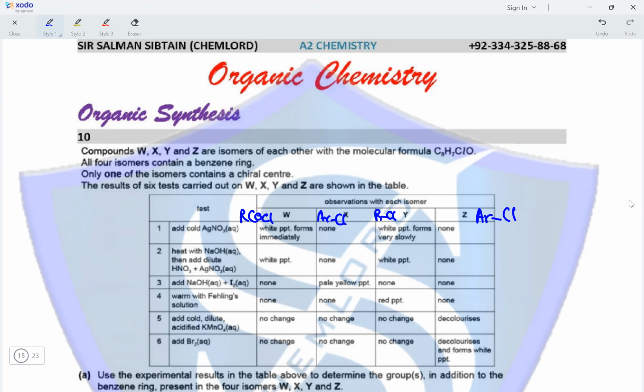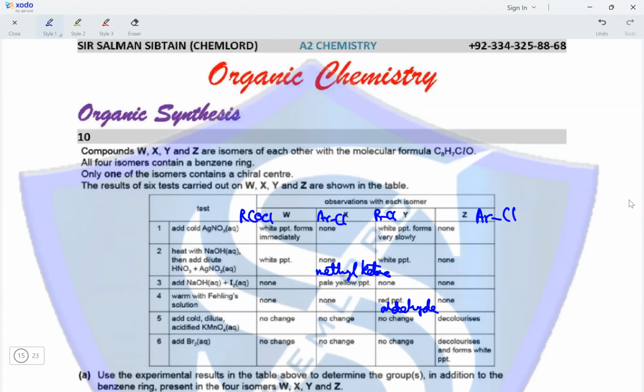With test 3, add NaOH and I2. So this will show the presence of a methyl ketone group or a secondary alcohol, which is only there with compound X, which means X contains a methyl ketone group. With test 4, warm with Fehling's solution, this will confirm the presence of aldehyde, which is there in compound Y. So compound Y contains an aldehyde group.